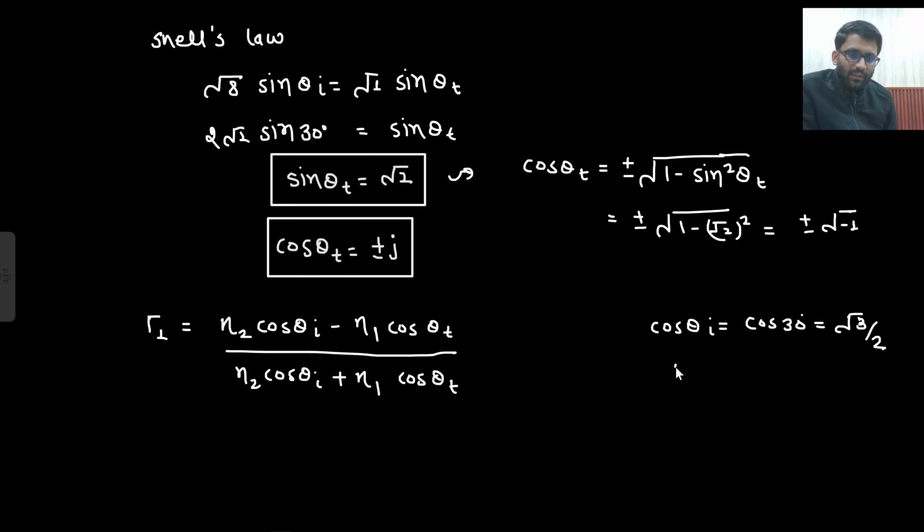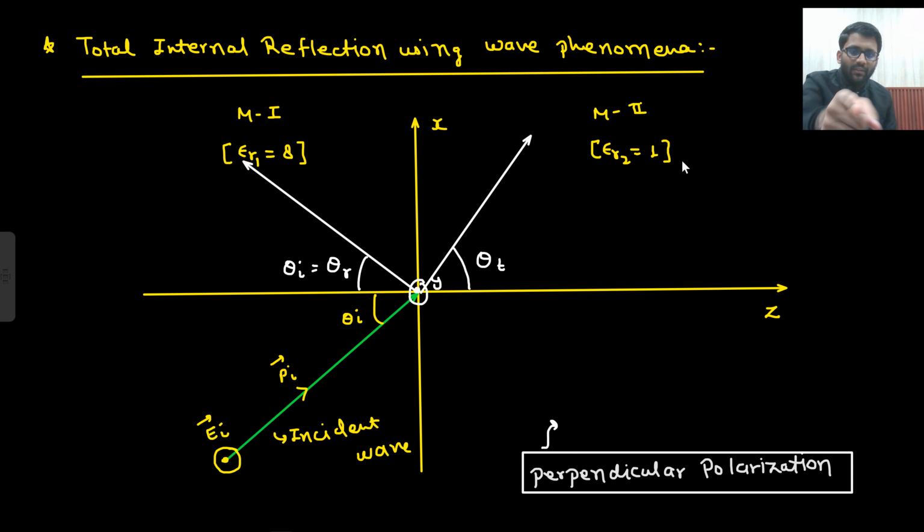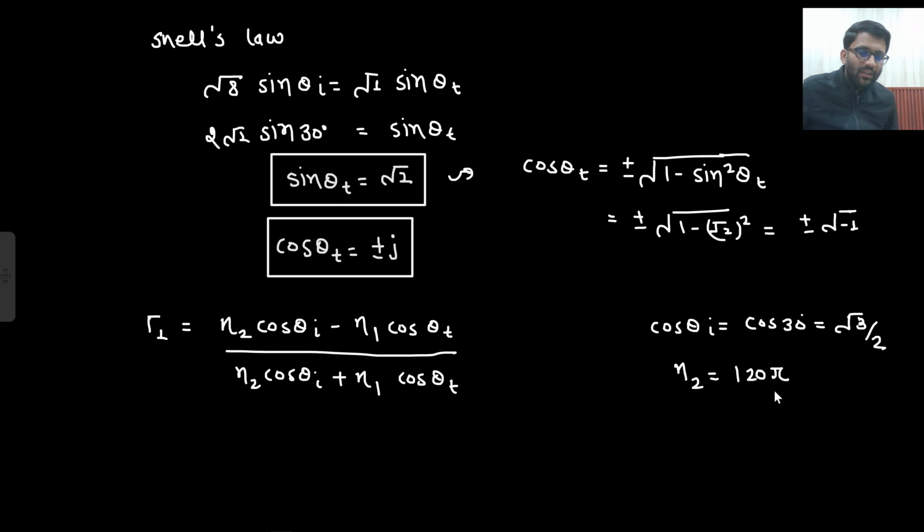Right? What is your eta 2? Eta 2 will be 120 pi, and here epsilon r is 1 only. For the second medium, epsilon r is 1 only. So 120 pi, only 120 pi, because epsilon r of 1 means the second medium is air. So this will be your eta 2.